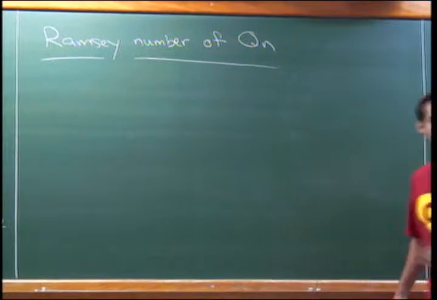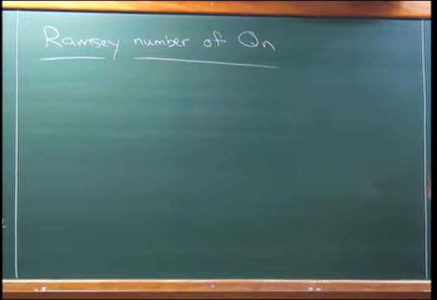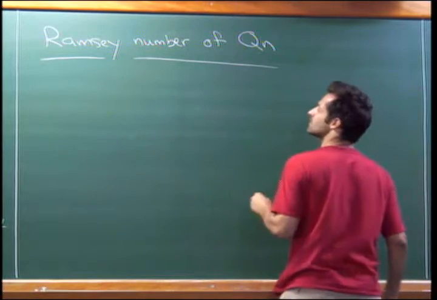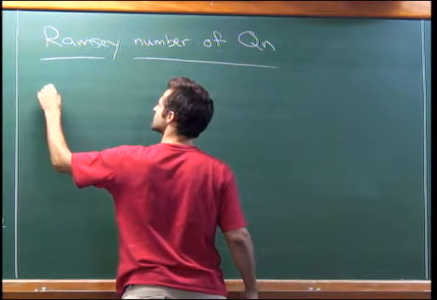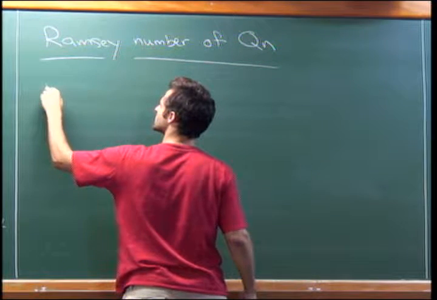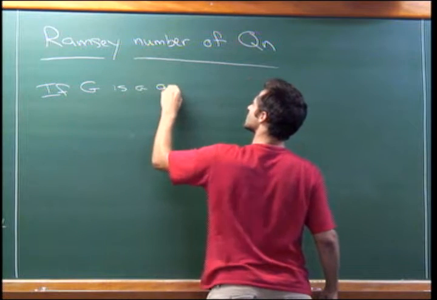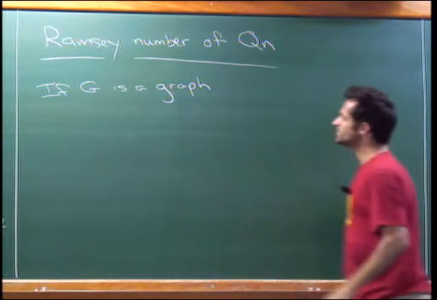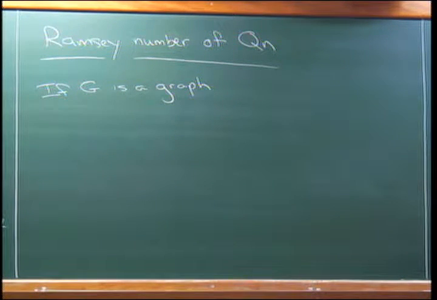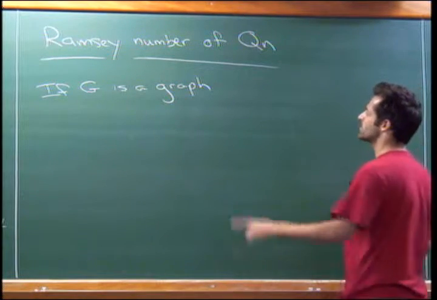The Ramsey number of the hypercube. So what does this mean? We've seen Ramsey numbers R(k) and R(s,t). The Ramsey number of a graph is a very closely related concept.